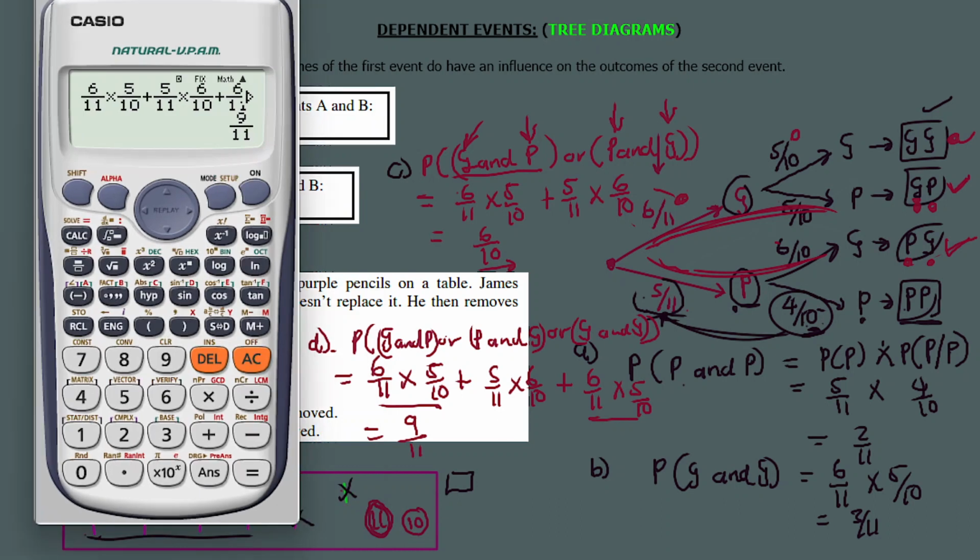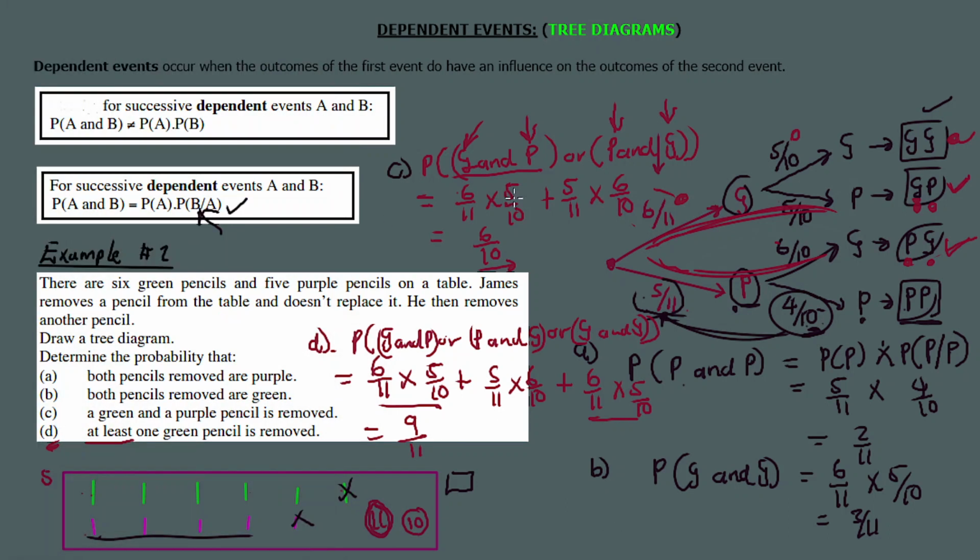But this is how you tackle dependent events. What happens in event 1 will affect what happens in event number 2. Same goes with event number 3. So I hope you got some value out of this lesson.